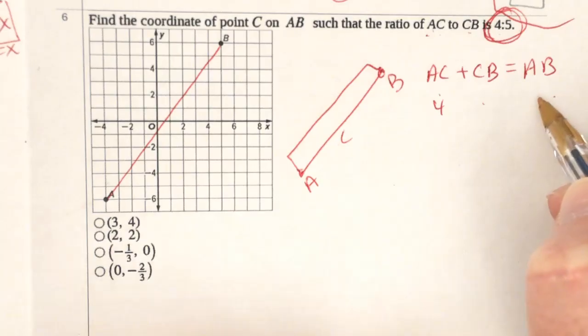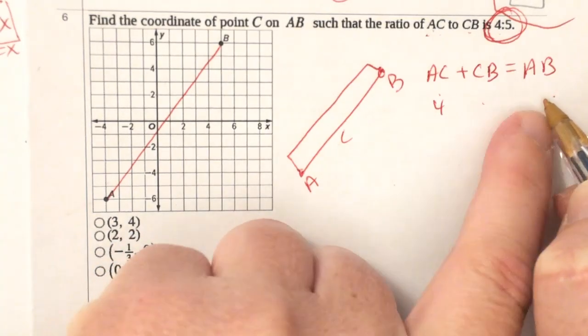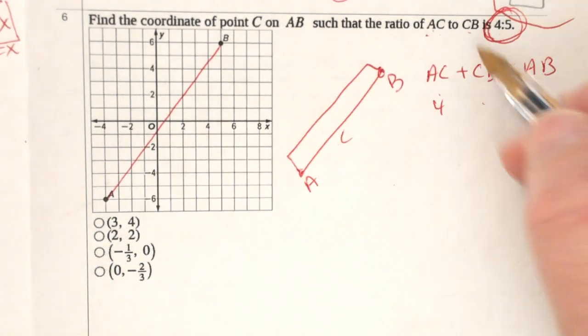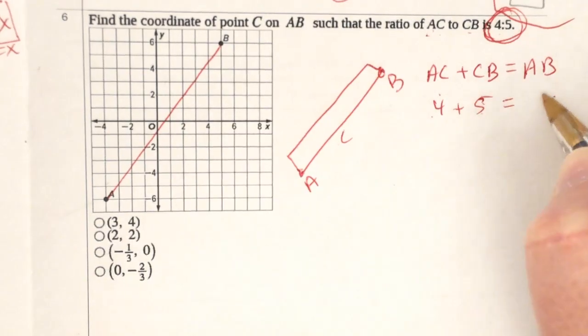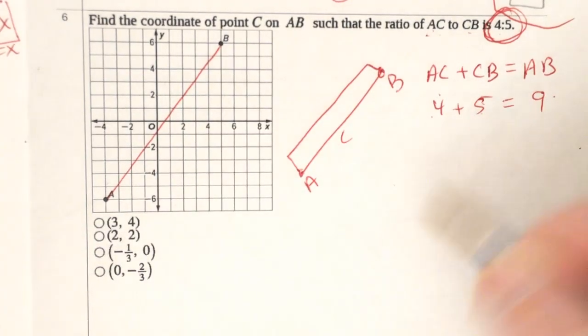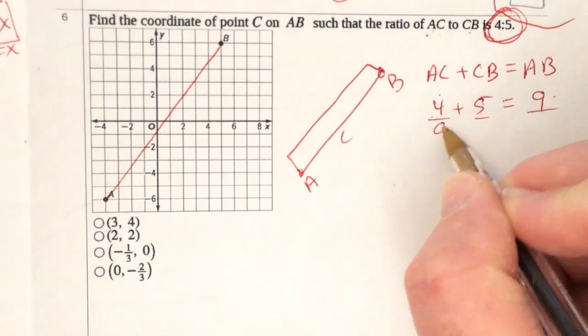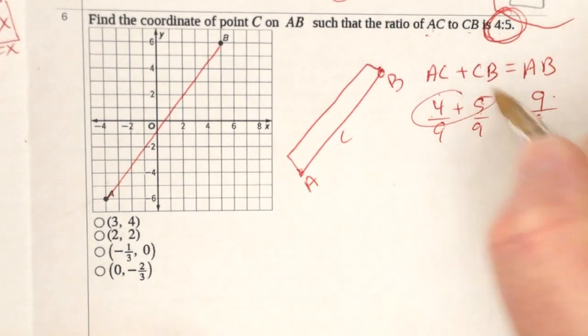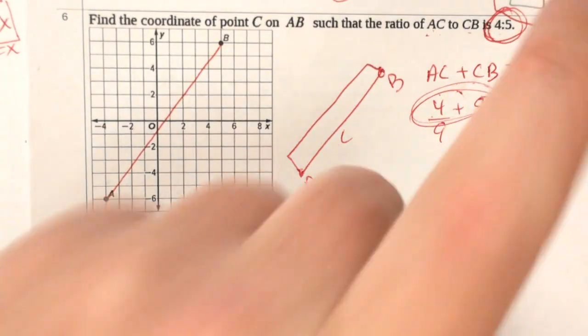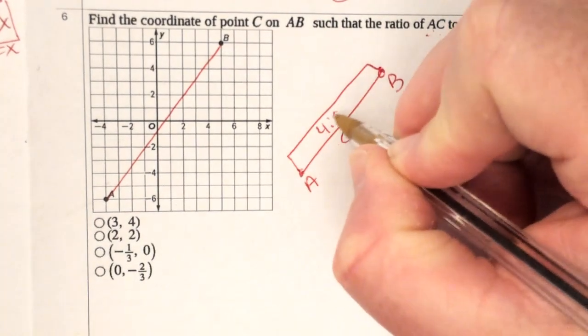So if the number was here, we would just have to find the missing. What plus this equals that? But they were nice enough to give us this. C to B was 5. So then this plus this equals the whole shebang. So what's the whole shebang? 9. You just put this all over the number 9. All right, so this is the real ratio we want, which just happens to be the same thing. So this is a 4 to 5 ratio.